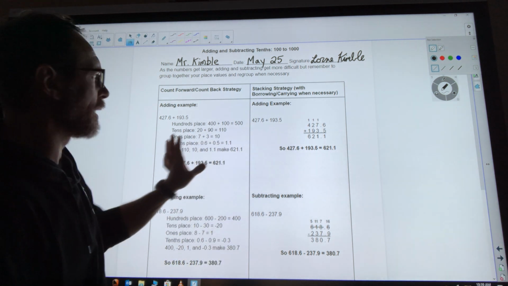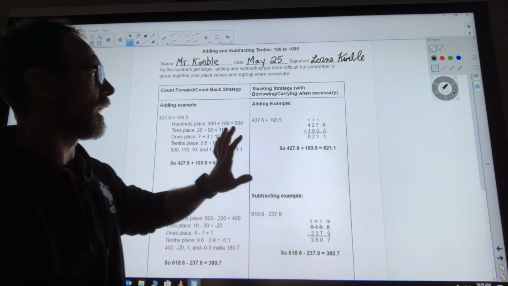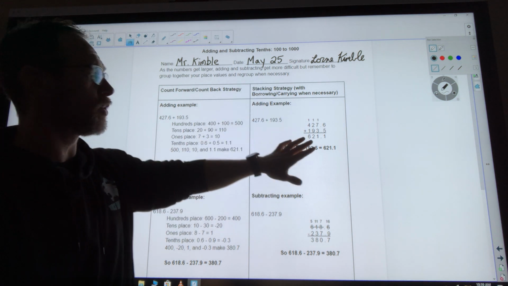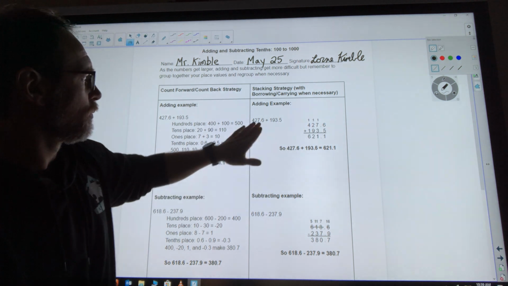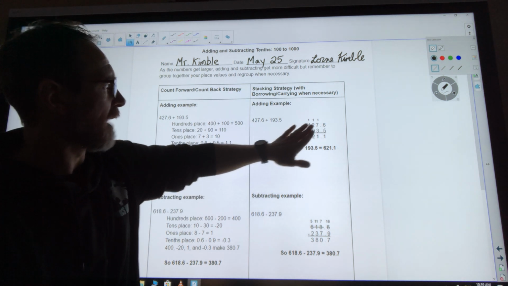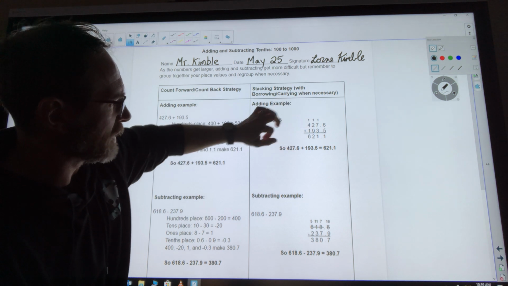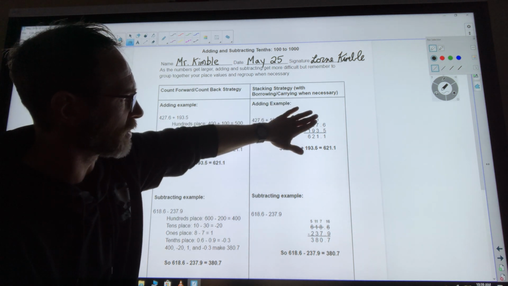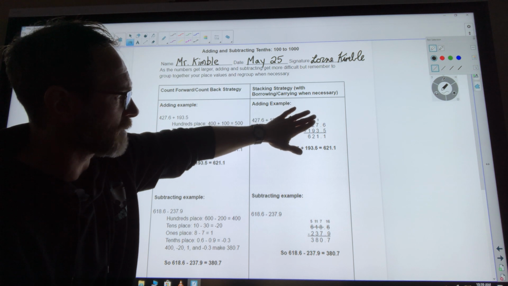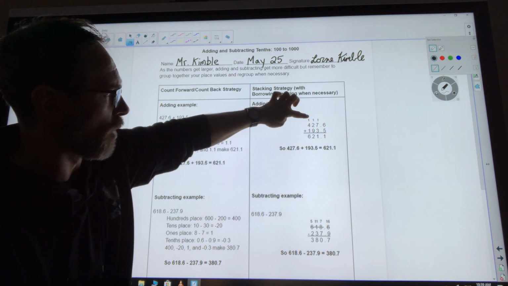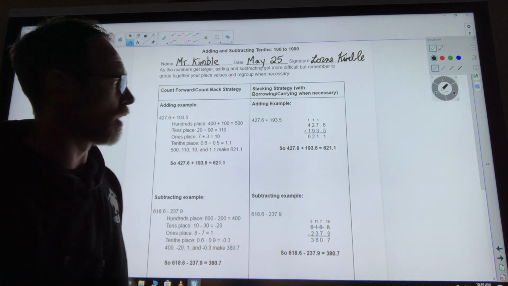Some people, when these numbers are starting to get bigger, really prefer using the stacking strategy, if they need to do some carrying. So with that same question, I've stacked them, and you'll see that the decimals are lined up and all the place values are lined up. And then I'll start over here with the tenths place, and I went 6 plus 5 is 11. So I put a 1 here, and we carried that 1 over to the ones place where it belongs.